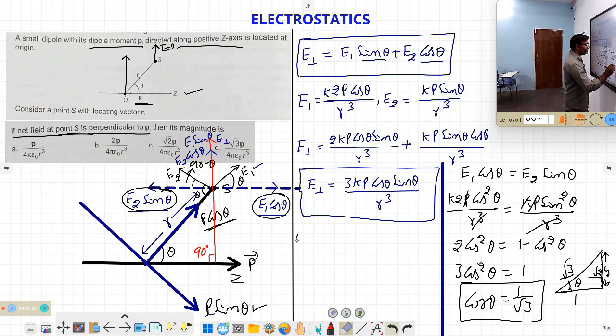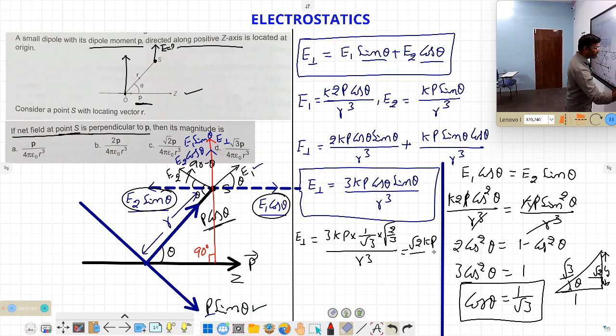So substitute here: the electric field perpendicular to that direction is equal to 3kp into cos theta, which is 1 by root 3, into sin theta, which is root 2 by root 3, divided by r cube. If you solve this, root 3 into root 3 is 3, that 3 gets cancelled, and we get root 2 kp by r cube.